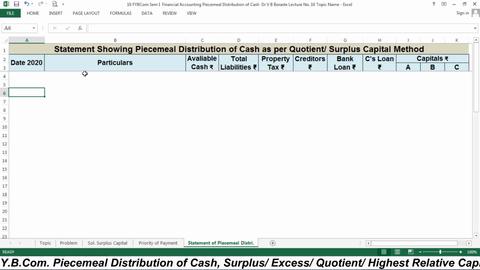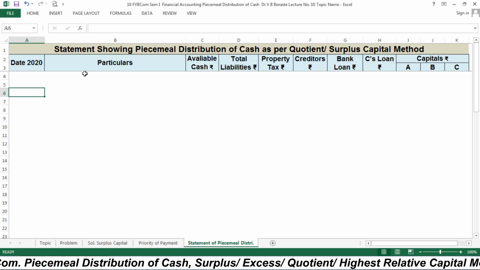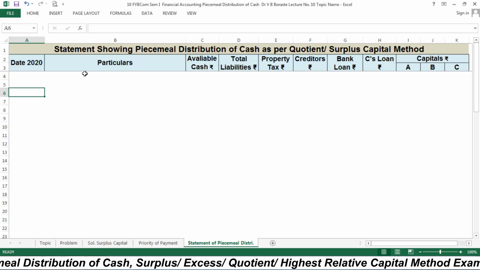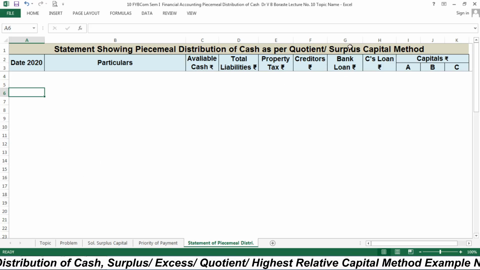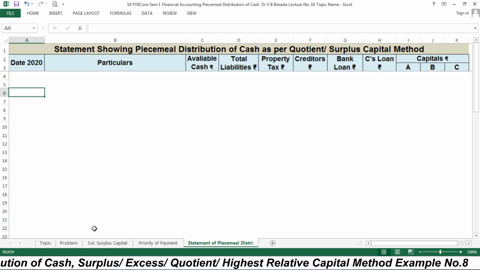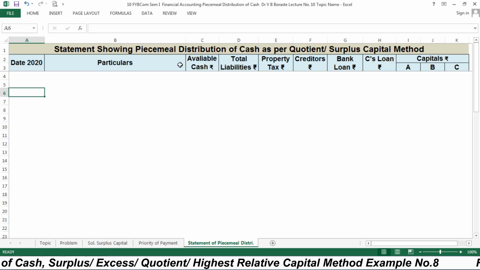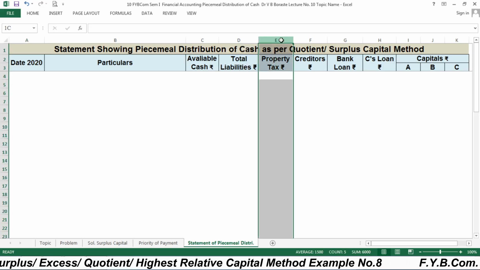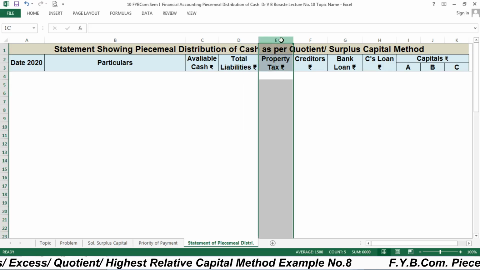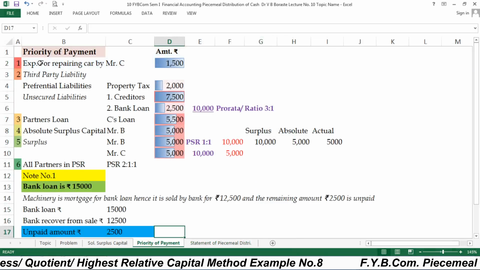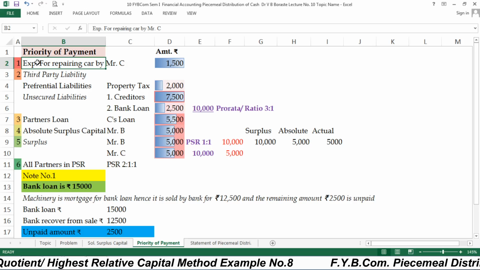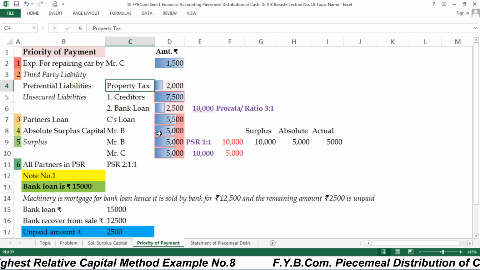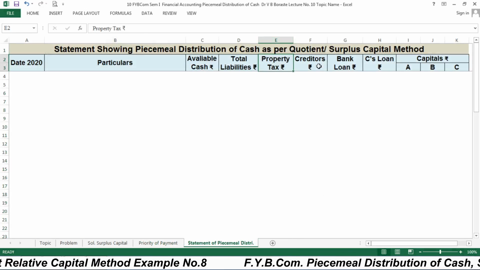At the end of this video I will explain how the total liability column helps you in each and every step. Then property tax, then creditors, bank loan, C's loan, and capital. How can you draw these columns and in what sequence? You have to consider the priority of payment. So first, you have to pay property tax. Here you can see, after the payment of repairing expenses of car, that is realization expenses, you have to pay property tax. So the first column will be property tax, it should be over here.